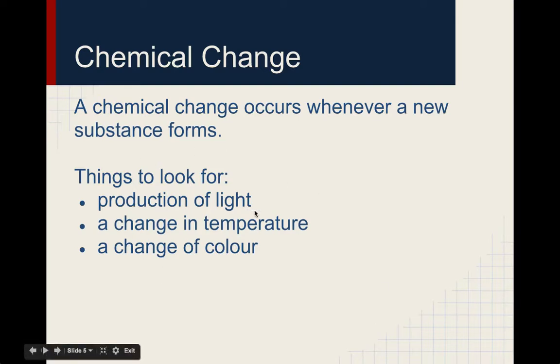Usually when we mix two chemicals together, we can tell if a chemical change is happening or whether they're just mixing together and forming a solution. For one, a production of light. Usually you'll see big bursts of light, flashes, explosions. Things like fireworks are chemical reactions. There's also a change in temperature. Usually it's an increase in temperature, so things get hotter during a chemical reaction. Then there's a change of color.